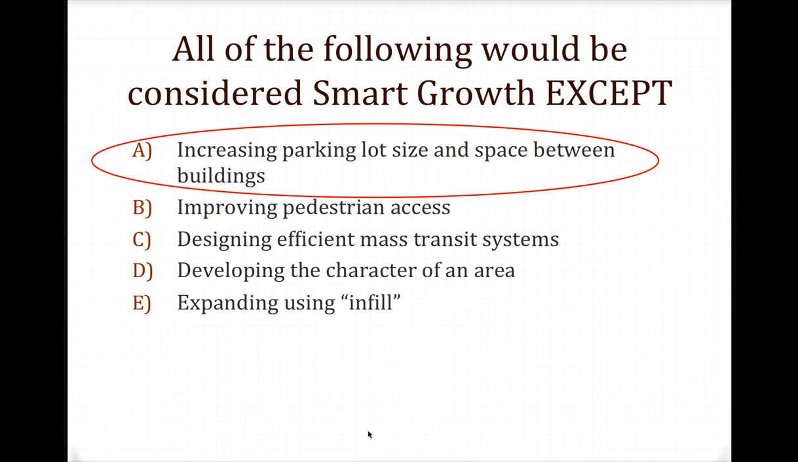B is true. Improving pedestrian access is a great part of smart growth, with more walkable communities. Designing efficient mass transit systems, that's tenet, I think, 7 or 8 of smart growth. Developing the character of an area, that's an example of sense of place. And expanding using infill is also part of smart growth. B, C, D, and E are all great things, but A is wrong. We don't want to increase our parking lot size. We have too many parking lots already. So that is why A is the correct answer.